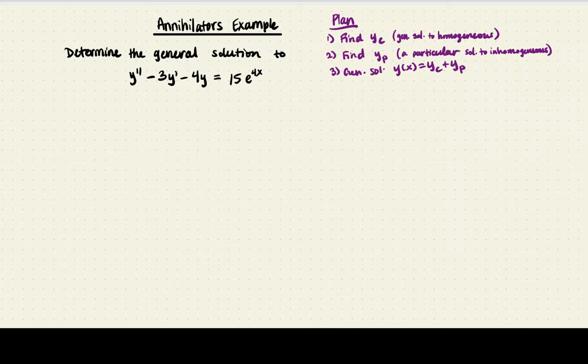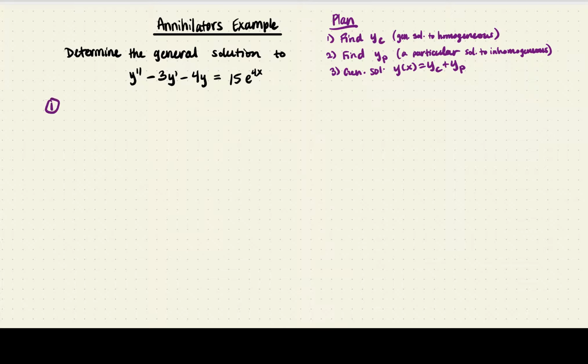And our plan over here on the right is first we want to find the complementary solution y sub c, that's just the general solution to the homogeneous equation. Then we'll find a particular solution, which we call y sub p. That's a particular solution to the original problem, the inhomogeneous problem. And then we'll find the general solution by just taking the sum of y sub c plus y sub p. All right, so let's get started.